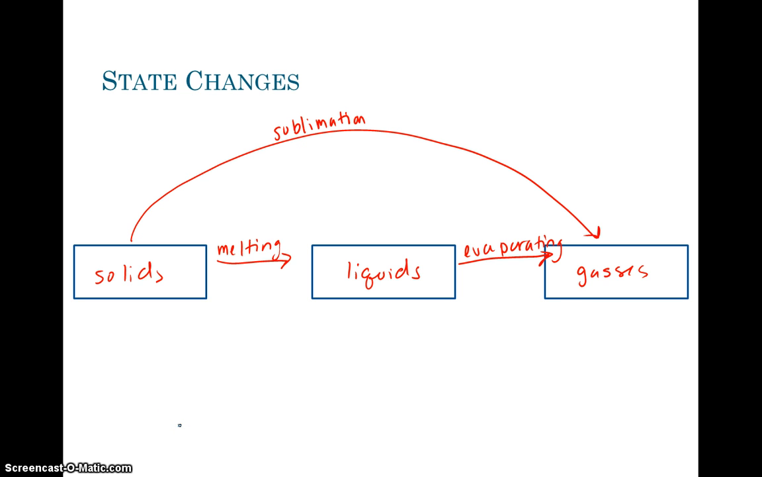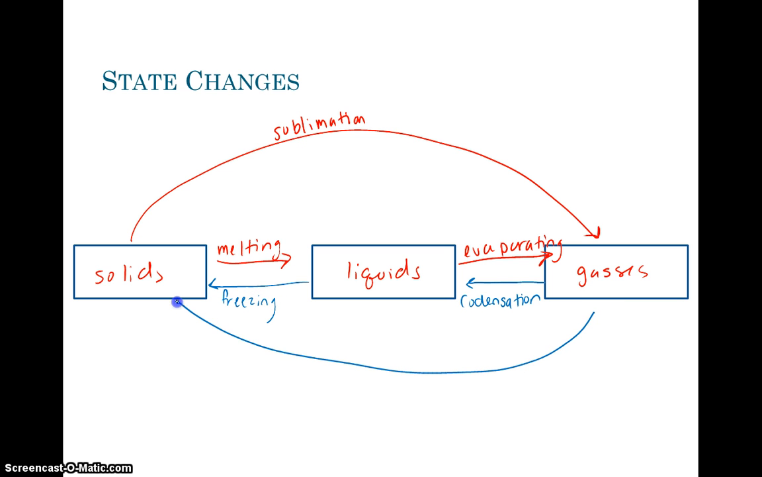We can go backwards and we can cool them down. If I take a gas and I cool it, that's called condensation. And you experience this in the summer on the outside of your drink glasses. That air around your drink glass gets nice and cool, so the liquid condenses on the outside. Going from a liquid to a solid is called freezing. And this is what we do with water in our freezer to turn it into ice cubes.